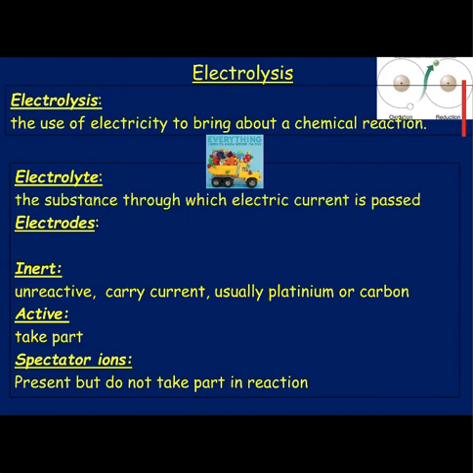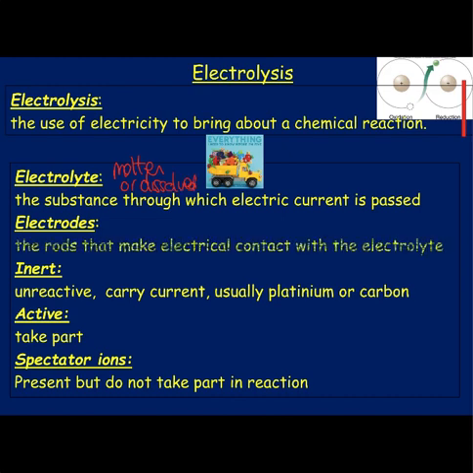So then in terms of our electrolyte, as well as being molten or dissolved, it is the substance through which our electrical current is going to pass. The electrodes are the rods that make contact with your electrolyte, and you have two types of rods. They can be what are called inert. So inert are unreactive, they're like the noble gases, but what they will do is they will carry current, and they're either platinum or carbon usually.